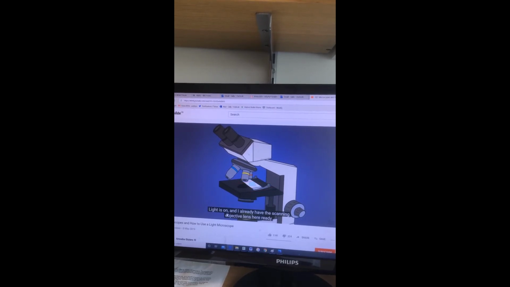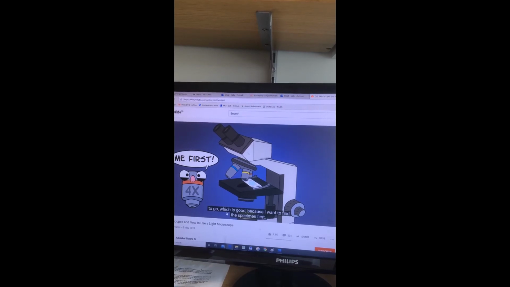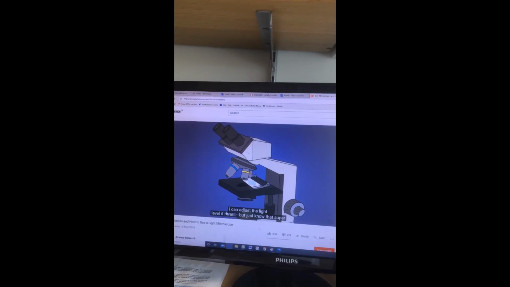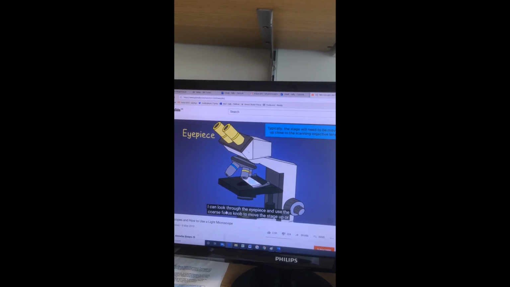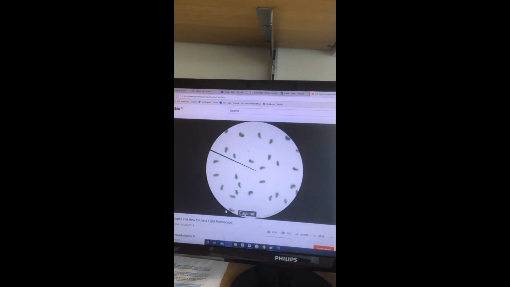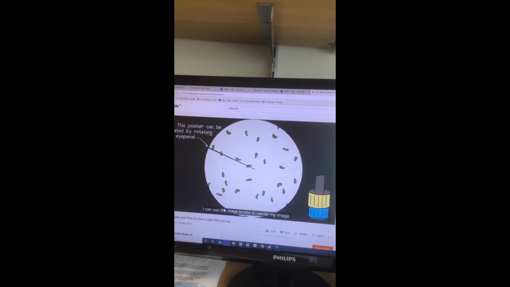Light is on, and I already have the scanning objective lens here ready to go, which is good because I want to find the specimen first. I can adjust the light level if I want, but just know that super bright doesn't always mean the best image. I can look through the eyepiece and use the coarse focus knob to move the stage up or down slightly to focus. Patience. I can also fine-tune focus it with the fine focus knob. I can use the stage knobs to center my image.